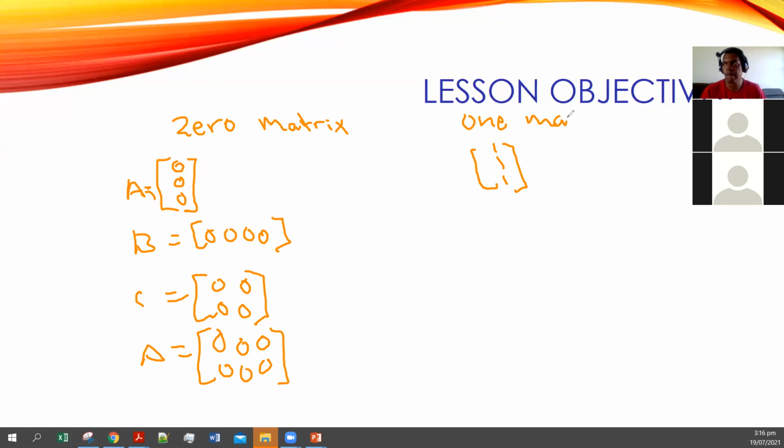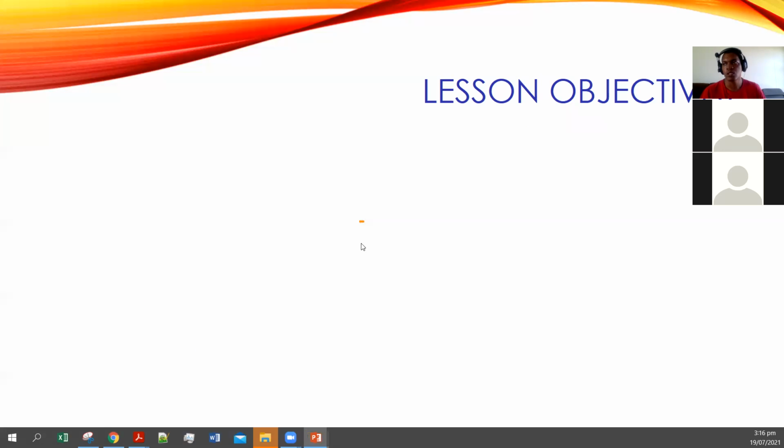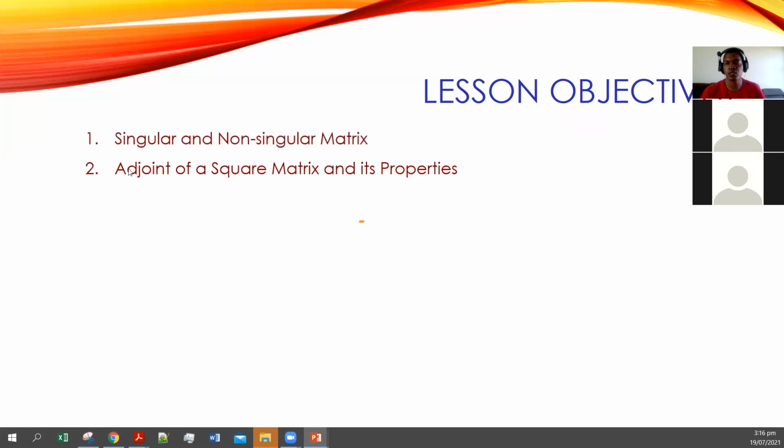That is the only difference between a zero matrix and a ones matrix. This is quite important for us to note, because we will be using this to help us identify the next topics that we will be covering regarding these matrices, the objectives and things that we have to do. So the identity matrix, we will talk about it again.